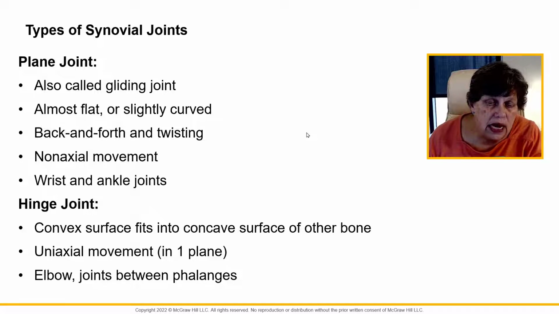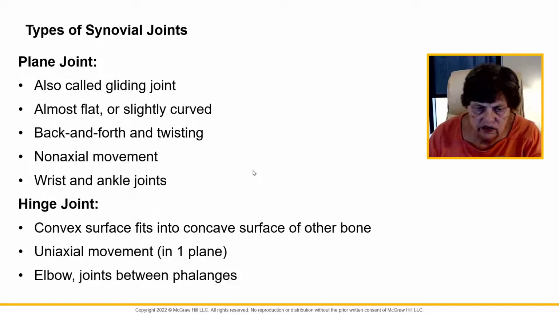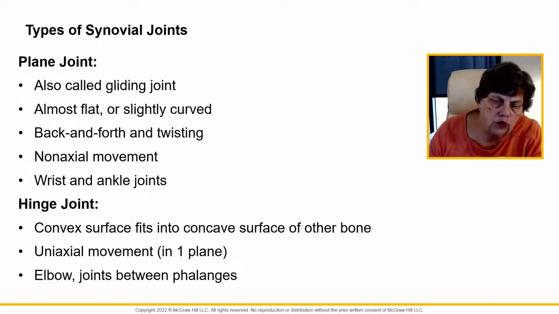All right, a plane joint is also called a gliding joint. It's almost flat. It's a back and forth and twisting motion. It's our wrists and our ankle joints. It's the combination of a lot of those bones moving that allow us to do this movement in the joints.